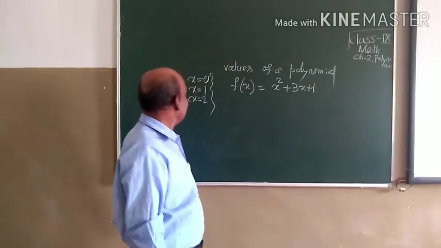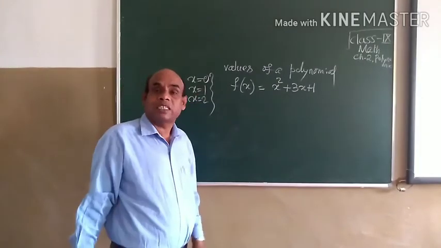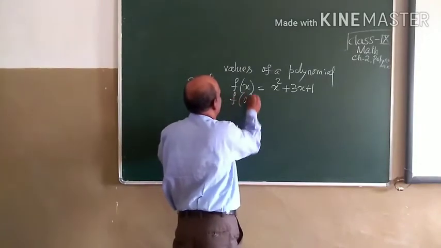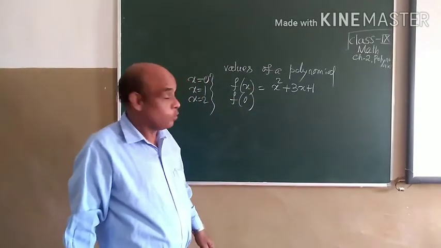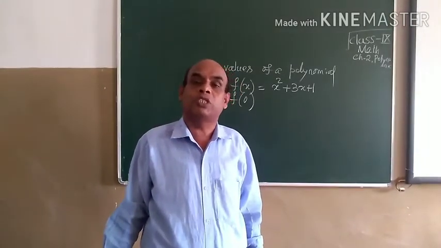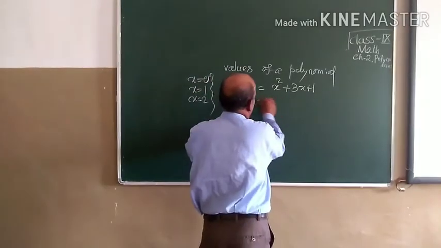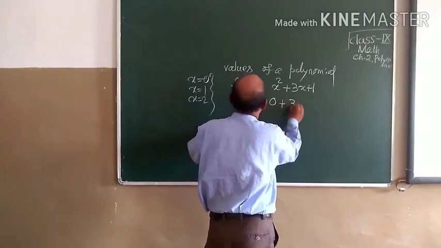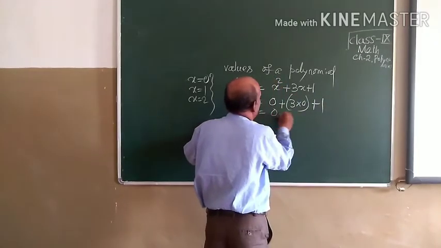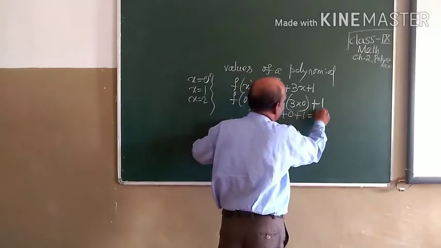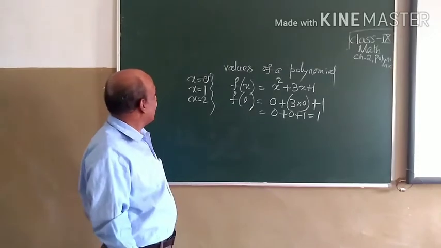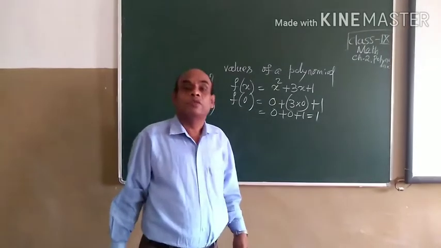So what is the value given? First, take x value 0. So I will write f(0). It means x value is 0. So what we have to do? Just put the value x equal to 0. So I will write 0 plus 3 into 0 plus 1, that is equal to 0 plus 0 plus 1. So the answer is 1.